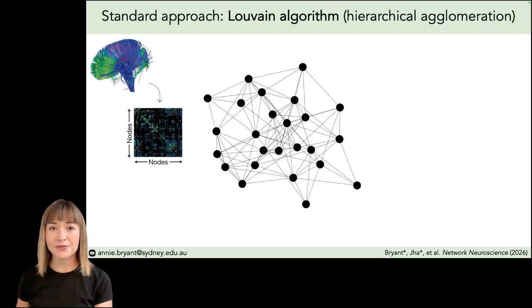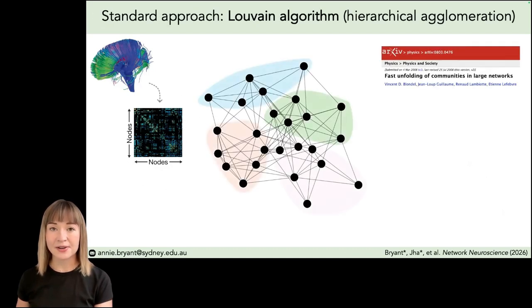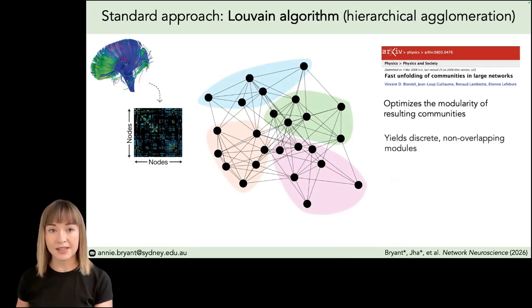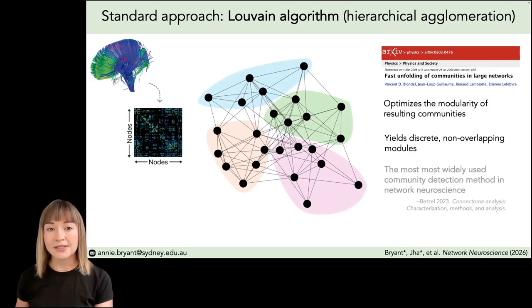And the standard approach for community detection has historically been the Louvain algorithm, as described by Blondel and colleagues, which applies hierarchical agglomeration to optimize the modularity of the resulting communities. And this algorithm, as well as the related Leiden algorithm, yields discrete, non-overlapping modules, and it's been the most widely used method for community detection in network neuroscience.